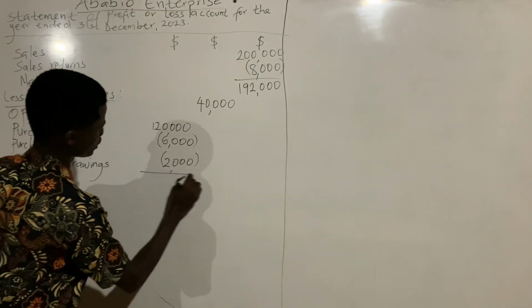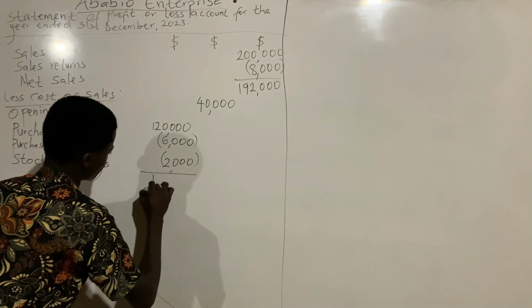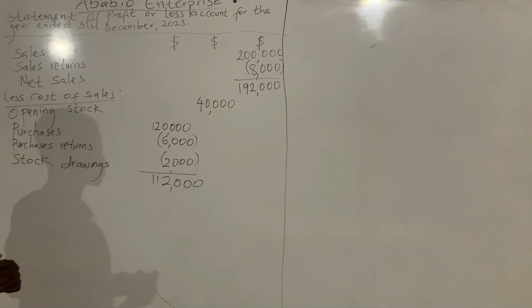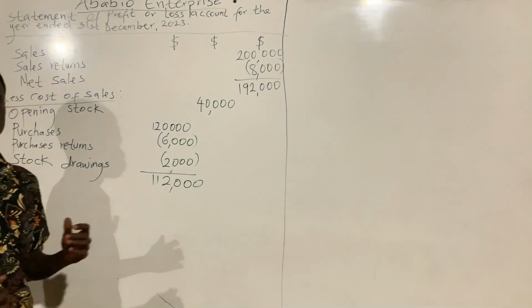Okay, now let's find the total here. When you subtract 8,000 from 120,000, we will get $112,000. So after getting this $112,000, then we will add carriage inwards or carriage on purchases, if any.